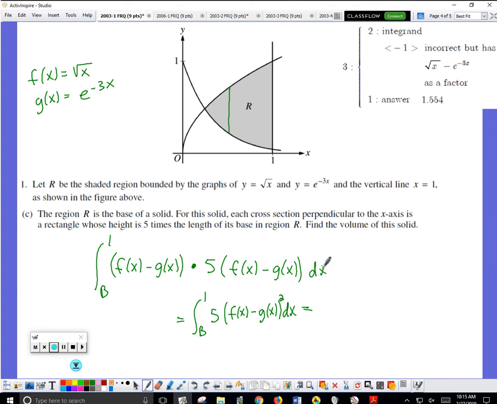Multiply by dx to get the volume of one slice. Integrate to do it for all the slices. This is how points are awarded.